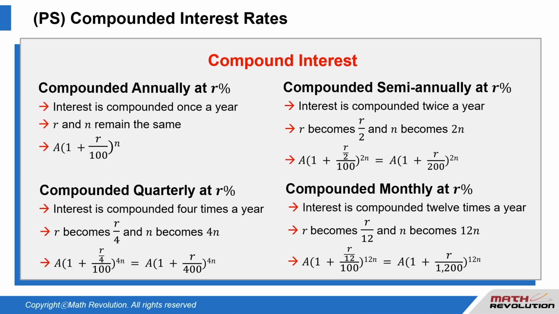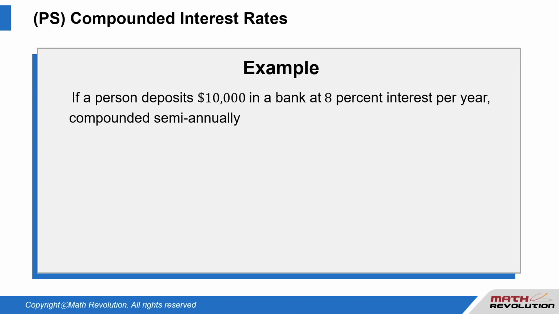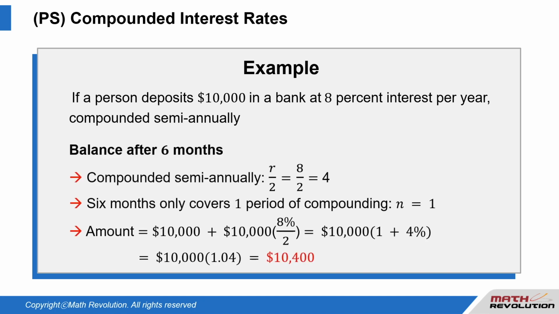Notice the overall format of the formula is the same for each scenario, but how often the interest is compounded alters the rate and the number of periods. For example, if a person deposits $10,000 in a bank at 8% interest per year, compounded semi-annually, then balance after 6 months: compounded semi-annually means that R is 8 over 2, or 4. And 6 months only covers one period of compounding, so N equals 1.